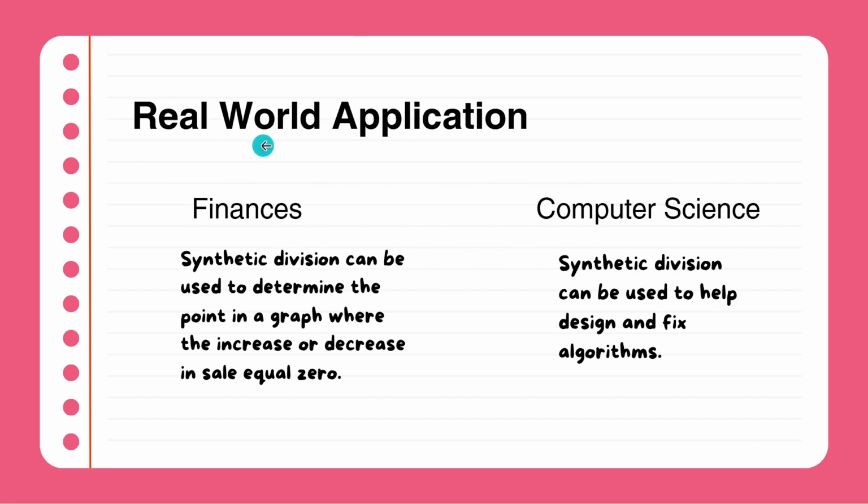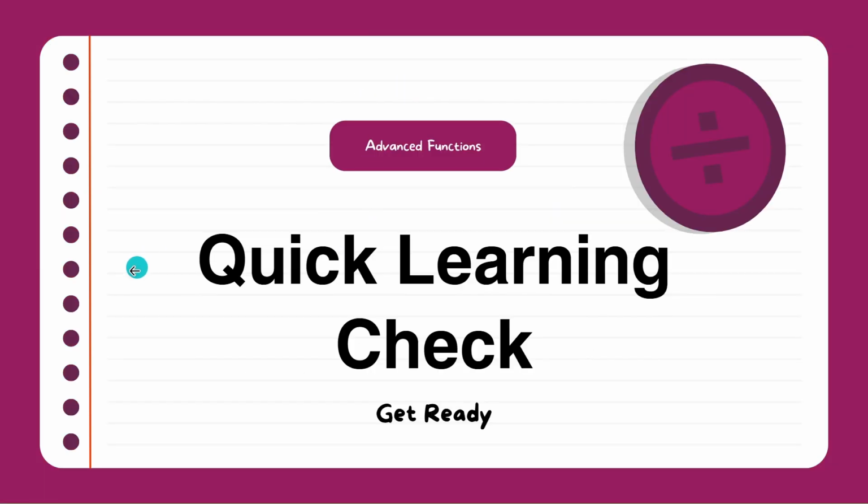Now, how is synthetic division applied in the real world? It can be applied in finances to determine the point in a graph where the increase or decrease in sale can equal 0, and also in computer science to help design and fix algorithms, and in many other sectors as well. Before I end this video, I'm just going to do a quick learning check.